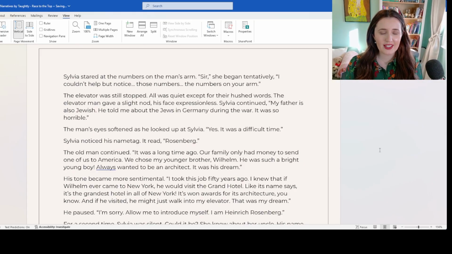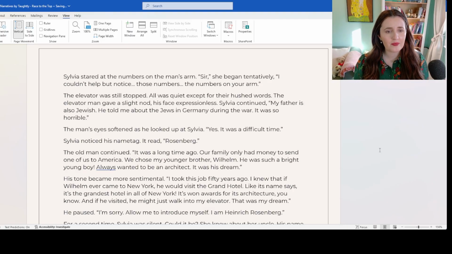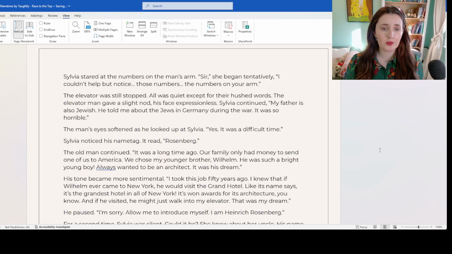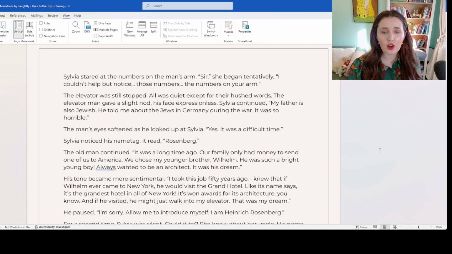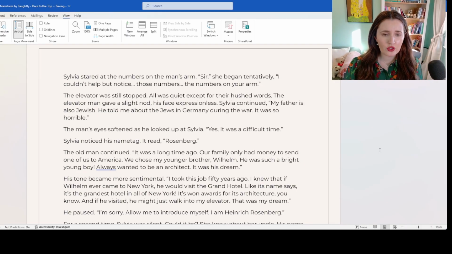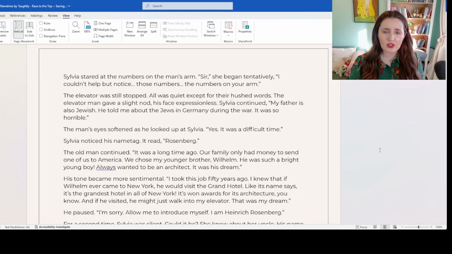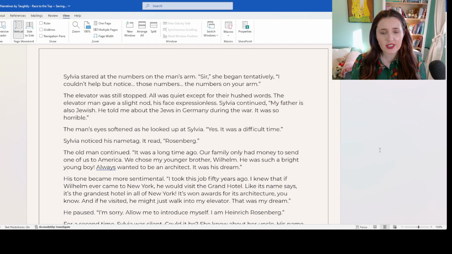"Sir," she began tentatively, "I couldn't help but notice. Those numbers, the numbers on your arm." The elevator was still stopped. All was quiet except for their hushed words. The elevator man gave a slight nod, his face expressionless. Sylvia continued, "My father is also Jewish. He told me about the Jews in Germany during the war. It was so horrible." The man's eyes softened as he looked up at Sylvia. "Yes, it was a difficult time."